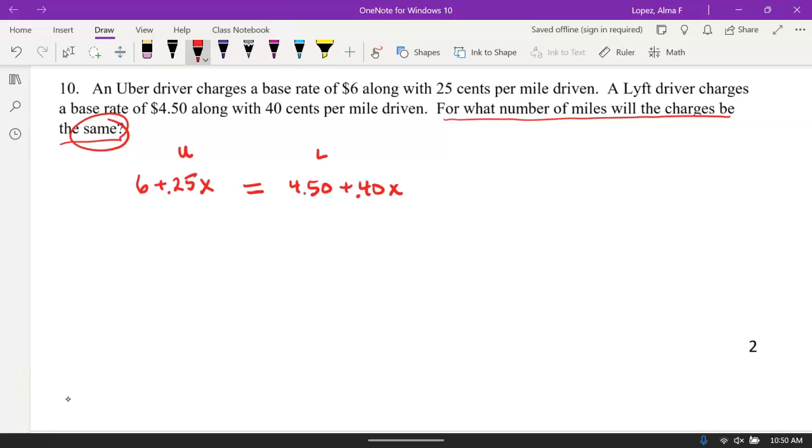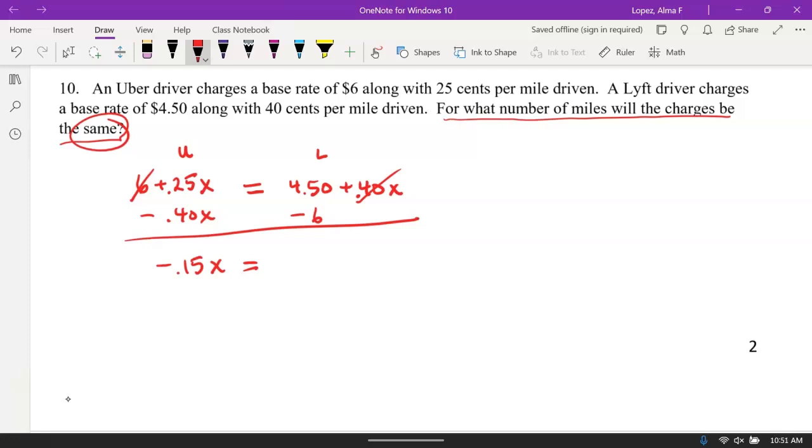All right, let's finish. I want to get the x's all by themselves on the left, so I'm going to move the 6 over to the other side. It's going to become a -6. I'm going to move the 0.40x back over to the other side. That's going to be minus 0.40x. I'll go off into the margin and add those together. Let's see, 0.25x and minus 0.40x. That's going to be -0.15x. On the other side, 4.50 and minus 6.